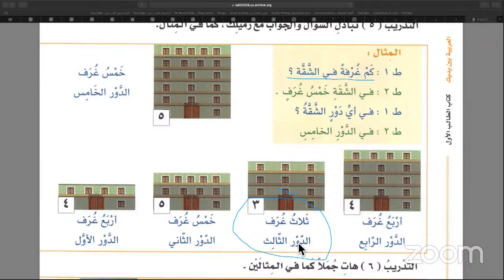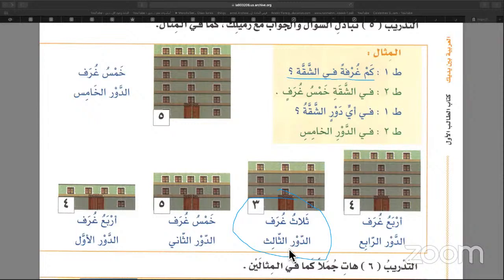في أي دور الشقة؟ What floor do you live in? No, not you live in. We're not talking about where you live. In which floor is the apartment? في in, أي means which. دور is floor. الشقة the apartment. In which floor is the apartment? Okay.